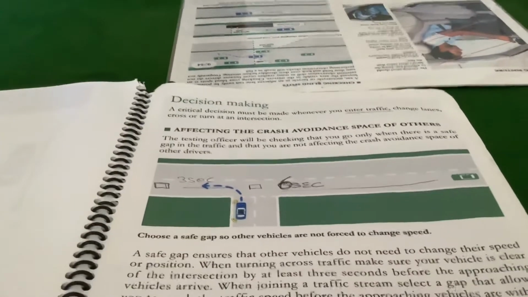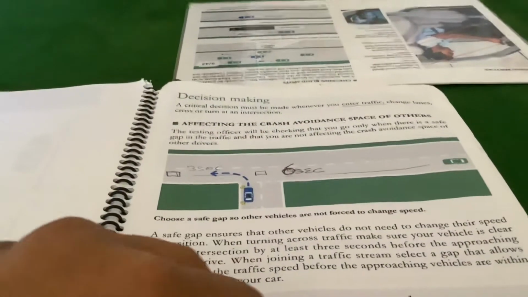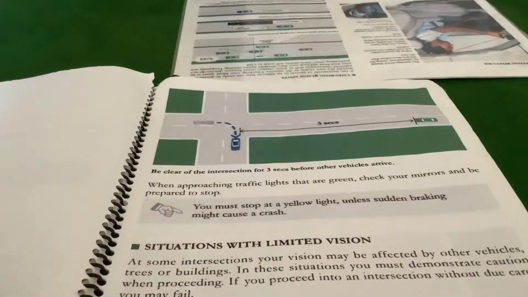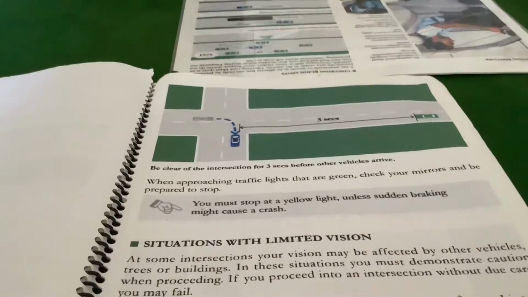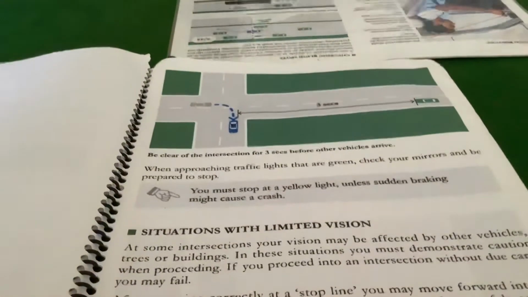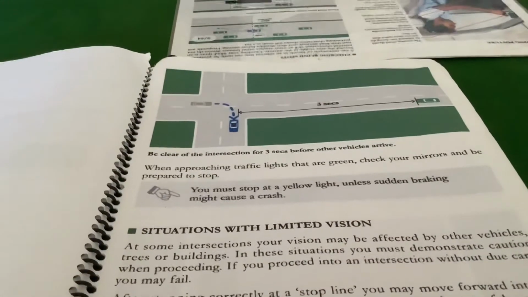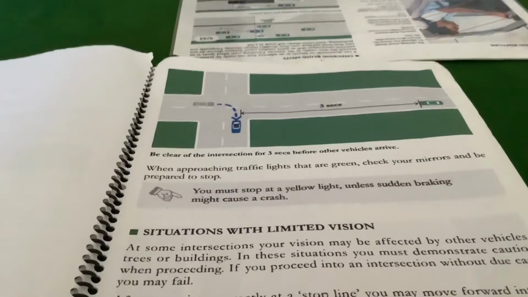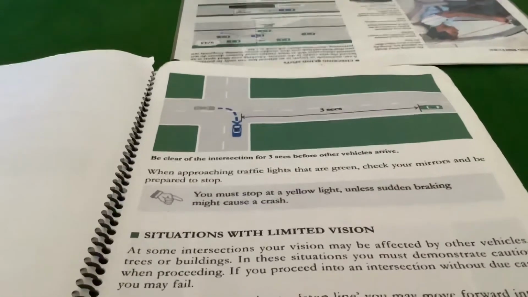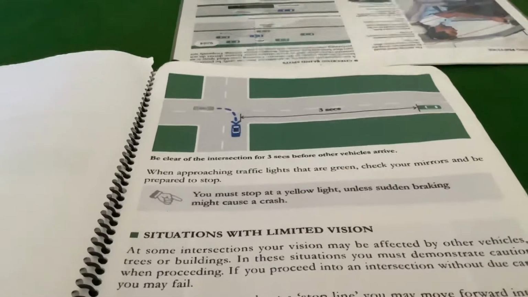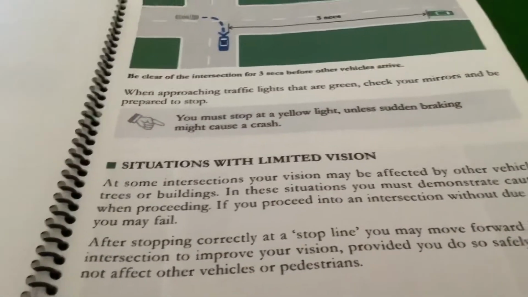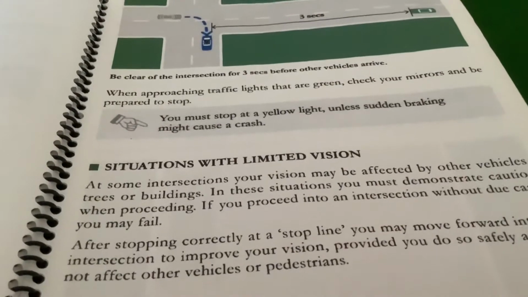Testing of brake, hand brake, upper. So that's called joining traffic, decision making. Be clear of the intersection for 3 seconds before other vehicles arrive. Crossing, that crossing situation, again 3 seconds gap. If you're turning into a street or into a driveway, wherever you want to turn, if there is an oncoming vehicle, make sure you have a 3 seconds gap. That's called crossing.